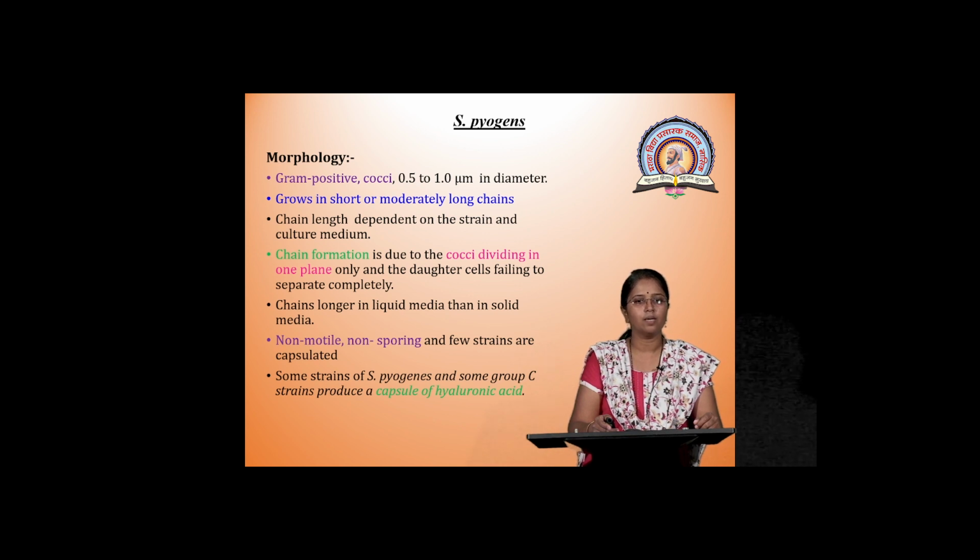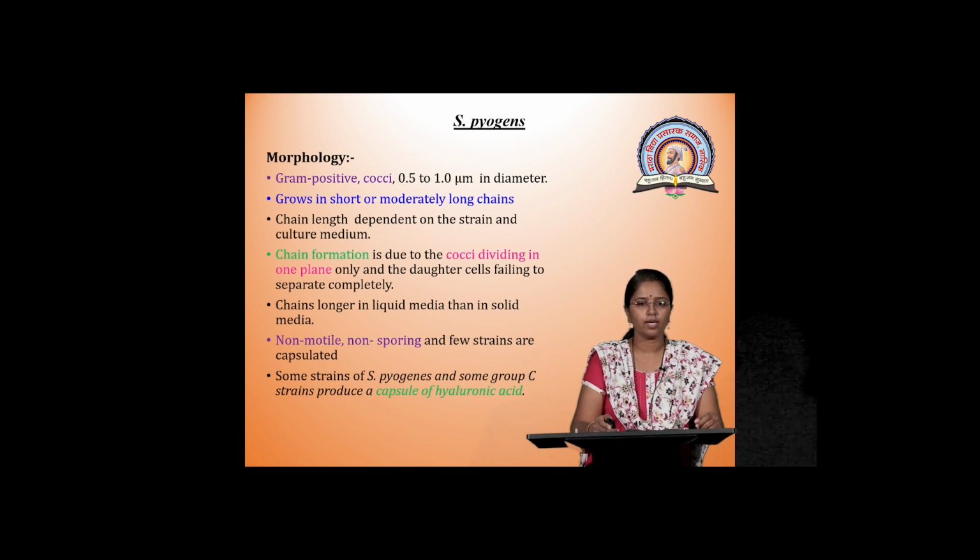If we see the image mentioned in the second slide, then we can see how they are present in chains. The chain length depends on the strain and the culture medium, whether they are growing in a liquid medium or on a solid medium. Depending on that, the length of the chain varies. Chain formation is due to the cocci dividing in one plane, with the daughter cells failing to separate completely. The chains are longer in liquid media than in solid media.